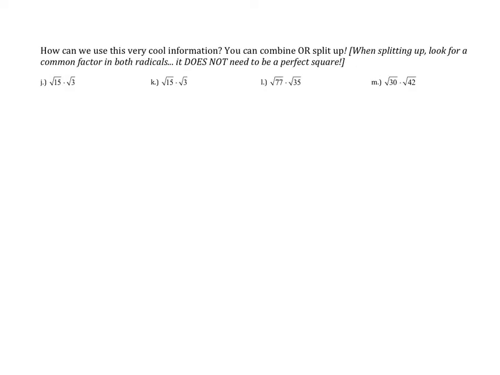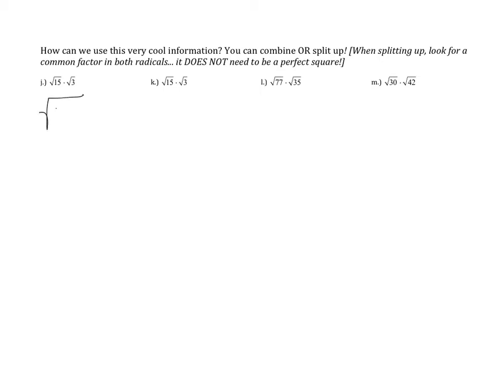Now, one of the reasons I want you to really understand this is that it's going to help us whenever you're multiplying radicals together. So notice J and K, I purposely made those two problems exactly the same. Because if you're doing J, if I'm doing the square root of 15 times the square root of 3, many of you would just say, well, neither one of those radicals can be simplified, so let's just multiply them together. That's going to give me the square root of 45, right?